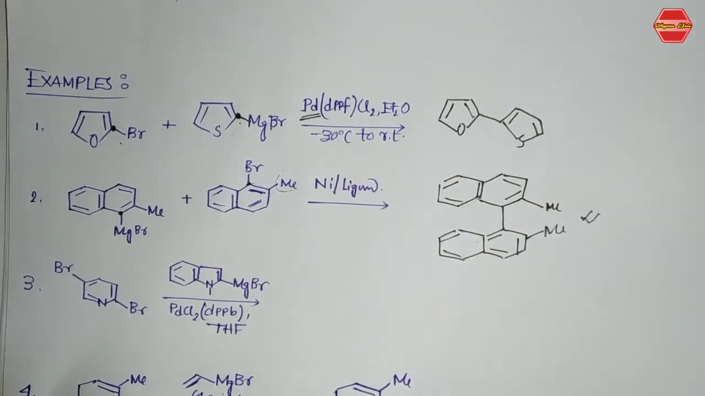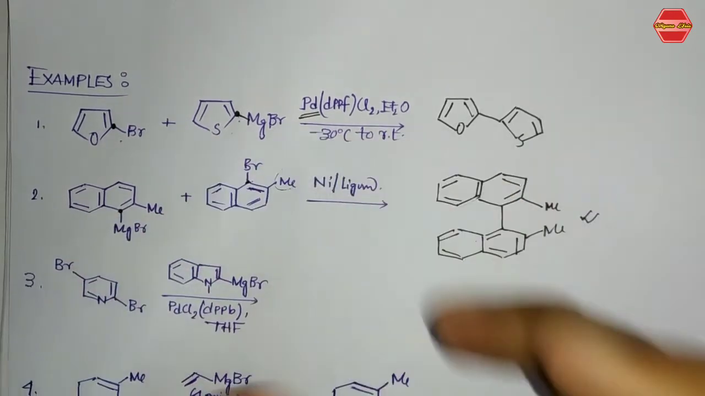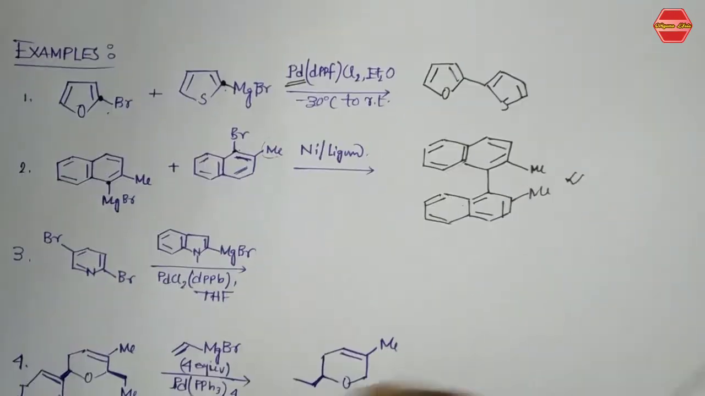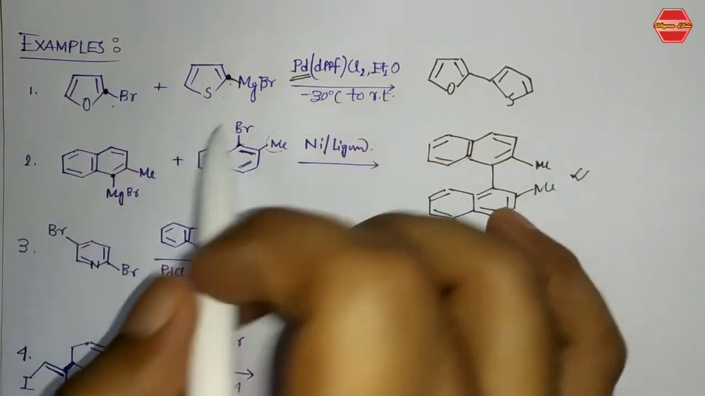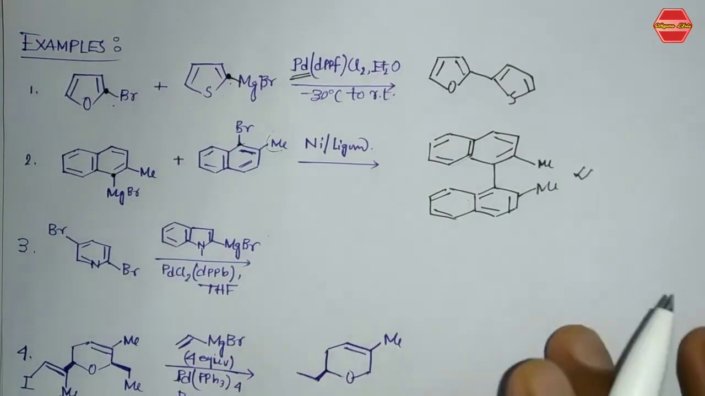So this is how we can easily functionalize two different types of rings. This is a kind of heterocyclic ring, and this is a kind of naphthalene system. We can easily couple each other.